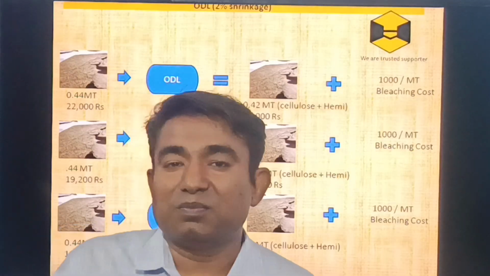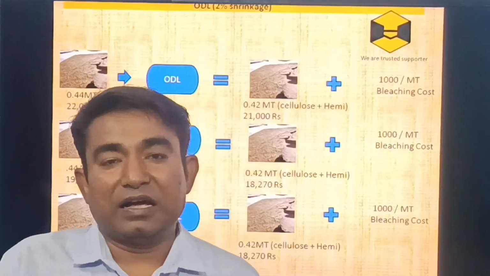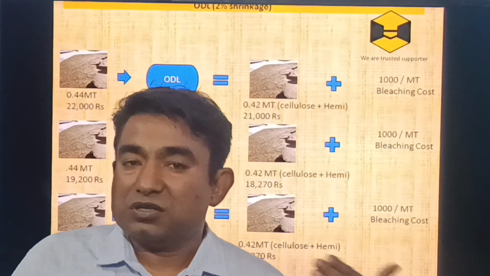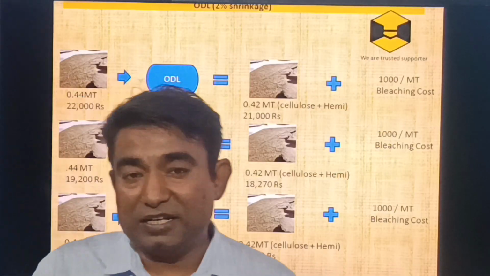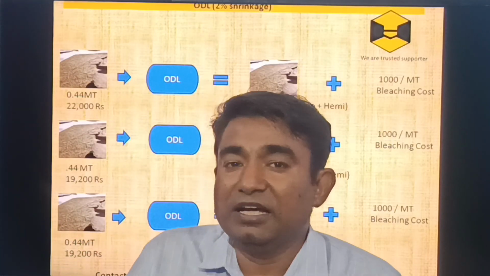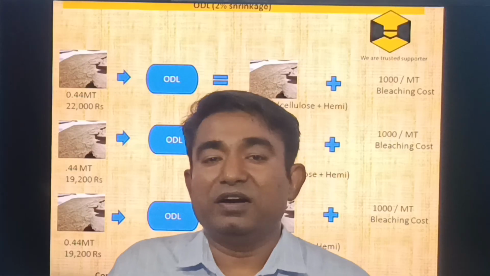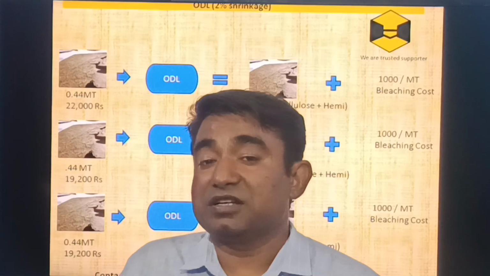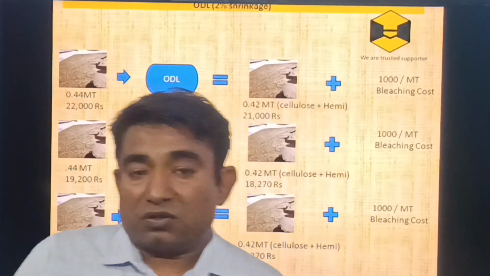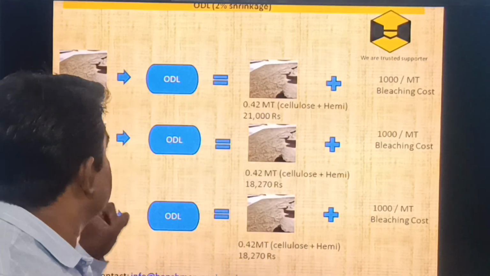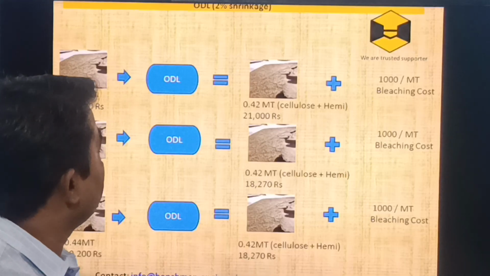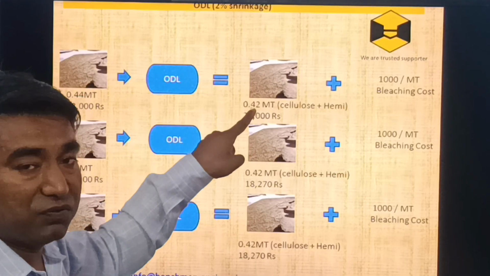So friends, if you see, the chlorination stage is also a costlier effect, and it is not a selective bleaching. It directly attacks cellulose and hemicellulose. So ODL will also have shrinkage losses because it is not actually selective. Definitely it reduces the effluent which is going to the chlorination stage. So let us understand how much it actually costs. By shrinking, the pulp was earlier 0.44 and it is reduced to 0.4 metric ton.